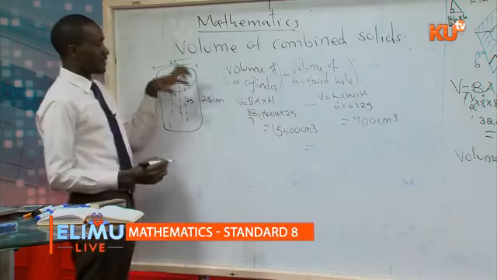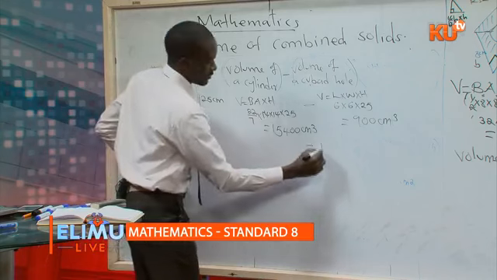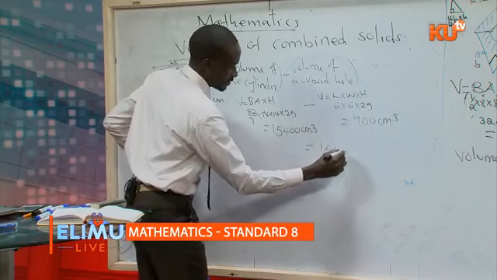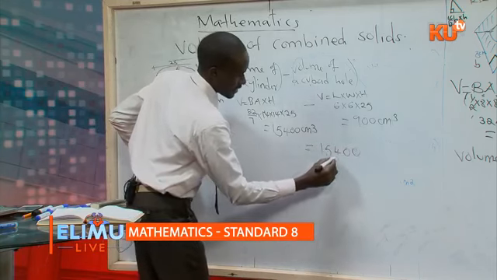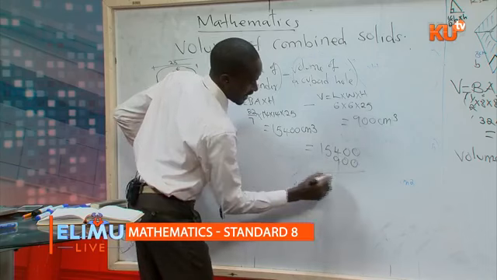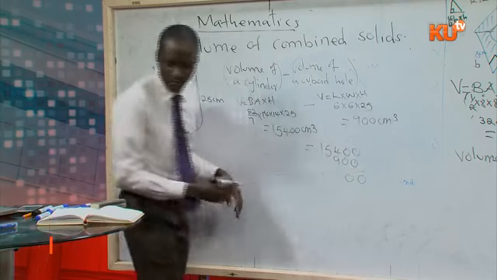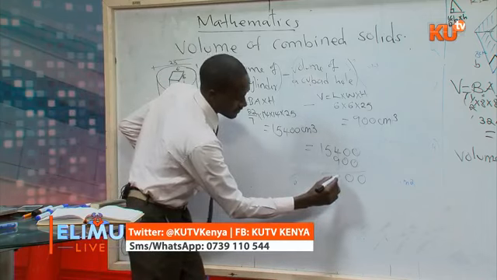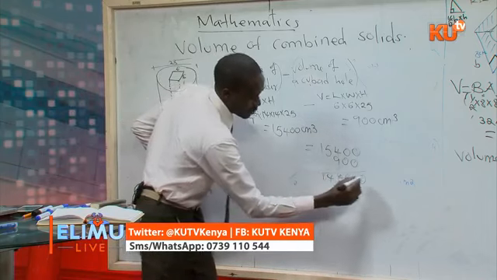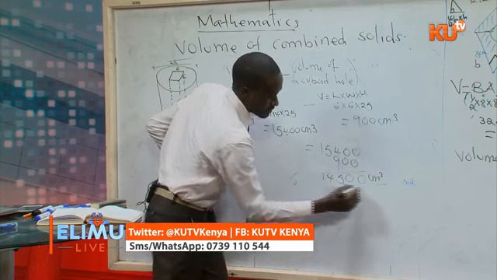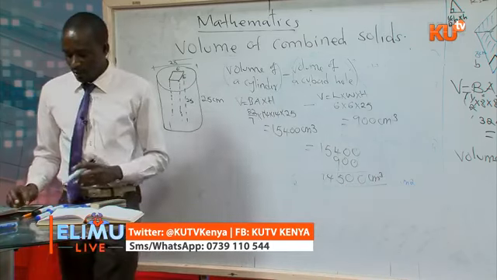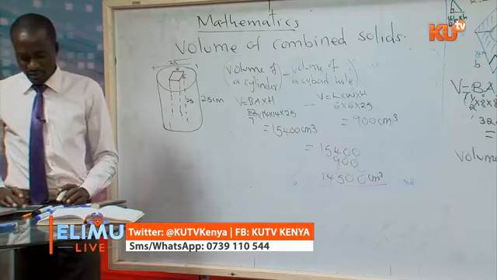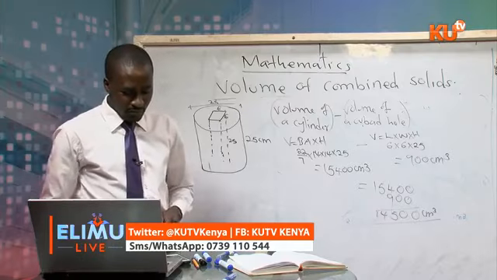Now, what is the volume left? This was removed. Now, it is 15,400. Take away 900. That will give you 14,500 cubic centimeter. I hope you are satisfied with that.